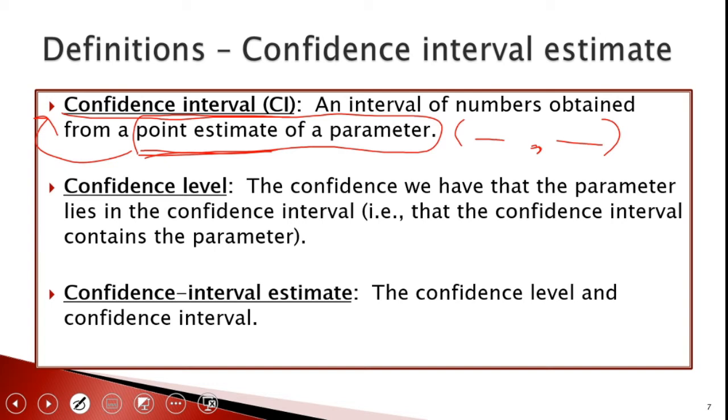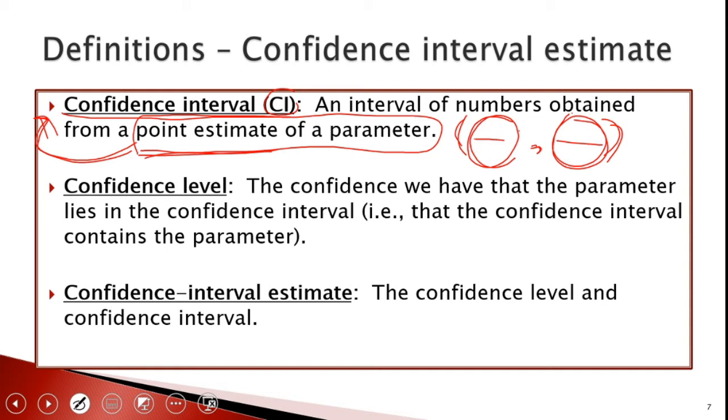So point estimate minus something, point estimate plus something. So this is the way we get this confidence interval. A few slides later you will see how we get that, but for now remember this one. We use a point estimate to get the confidence interval, or simply called CI.